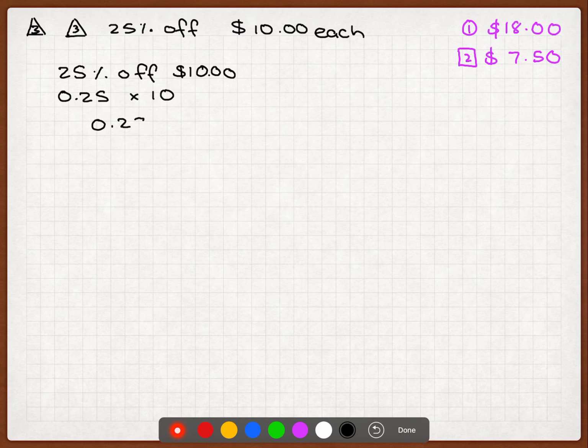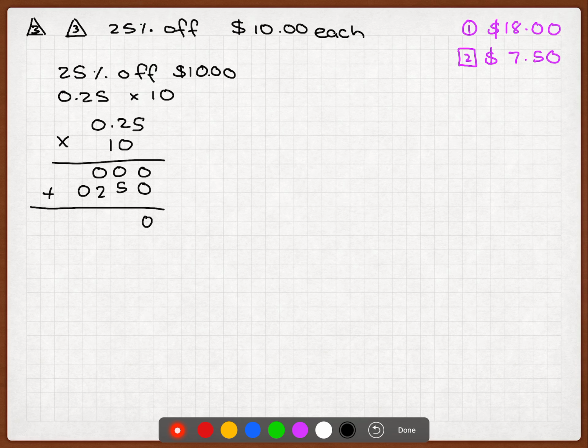We're going to write that in our multiplication format. 0 times 5 is 0. 0 times 2 is 0. 0 times 0 is 0. Then we're going 1 times 5 is 5. 1 times 2 is 2. 1 times 0 is 0. 0 plus 0, 0 plus 5, and 0 plus 2. And we don't need to worry about that last 0. 2 decimals in the question means 2 decimals in the answer.